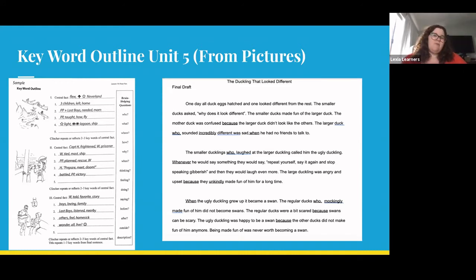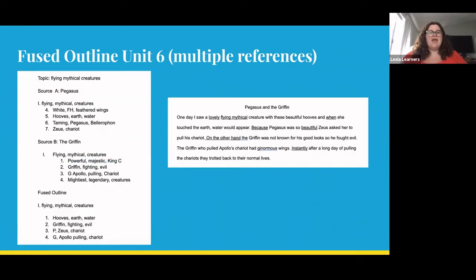Captain Hook was good. Peter Pan was bad. Because you can't really tell from the pictures. And it was very funny. But they turn out pretty interesting, pretty hilarious. So, yeah, the next type of outline is called a fused outline.